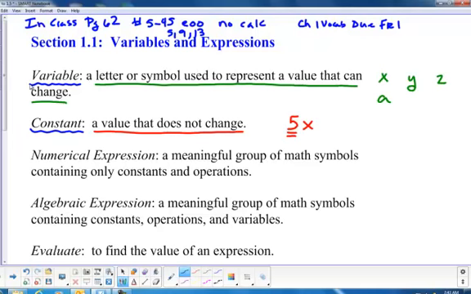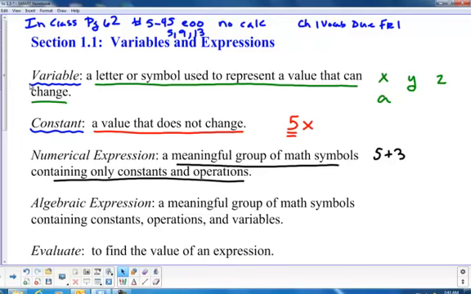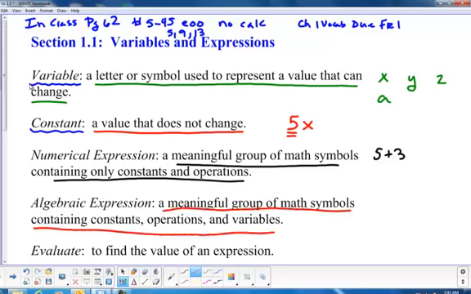Numeral expression is a group of math symbols containing only constants and operations. So that means there's no variable. So like 5 plus 3, that'd be a numeral expression. An algebraic expression is the same thing as a numeral expression, but now you have a variable, a letter, something like 5x plus 3.